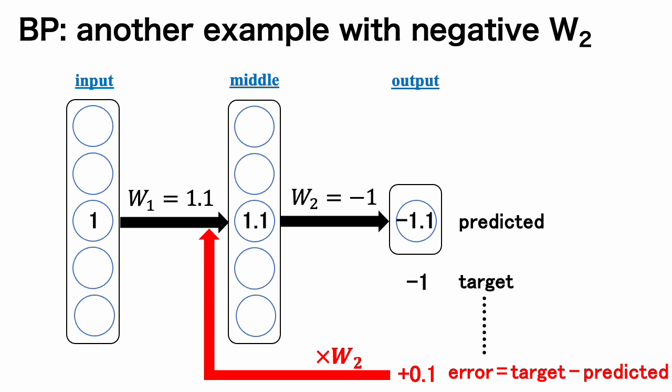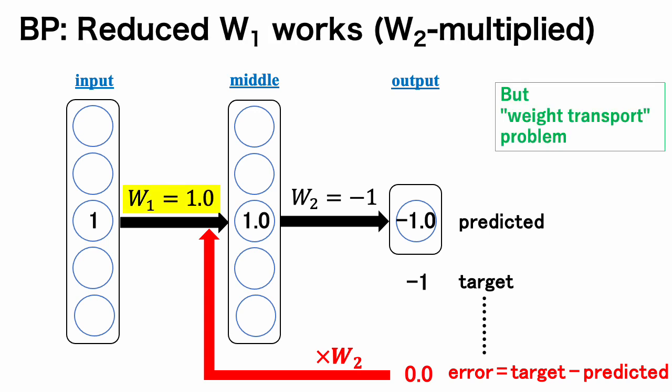Then W1 should be updated to 1. Now the updated output becomes -1 and there is no error. That means we successfully learned this second example.